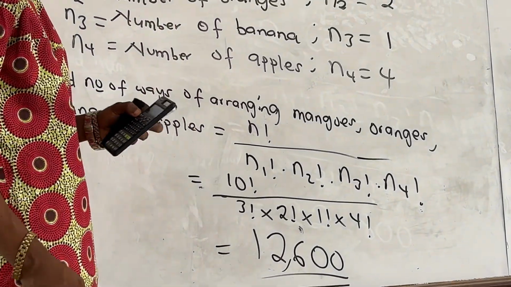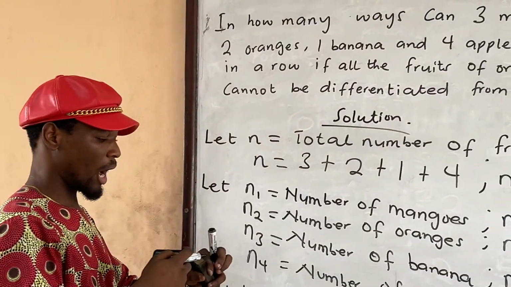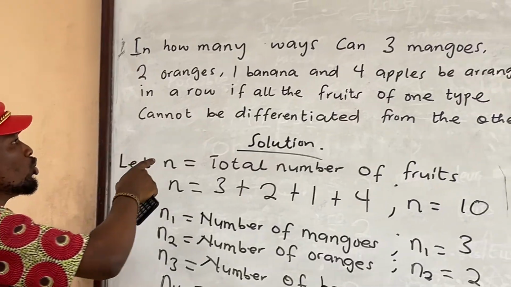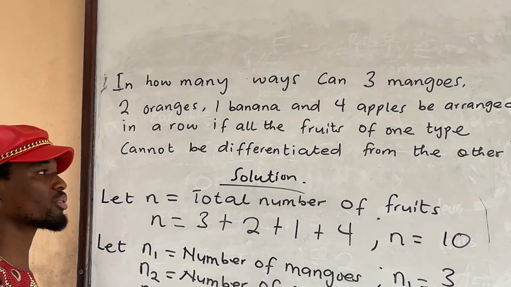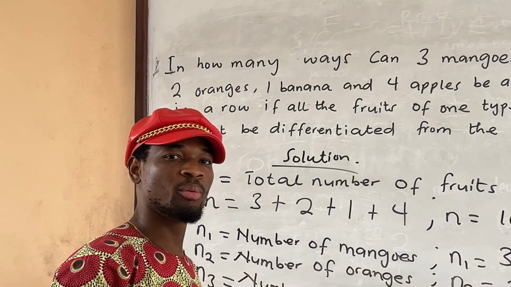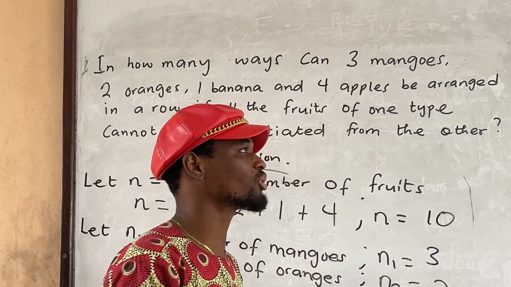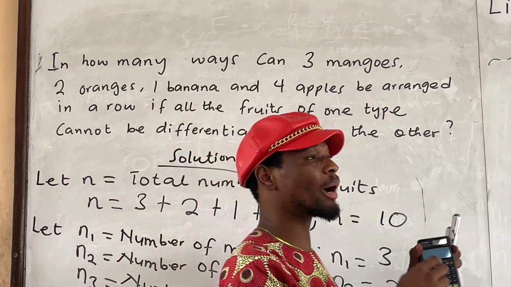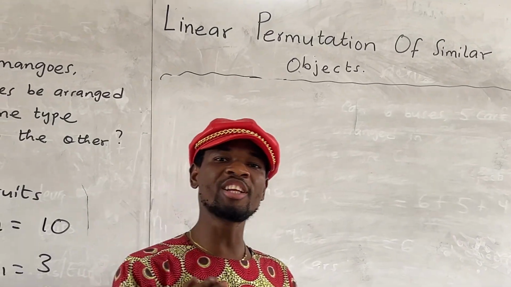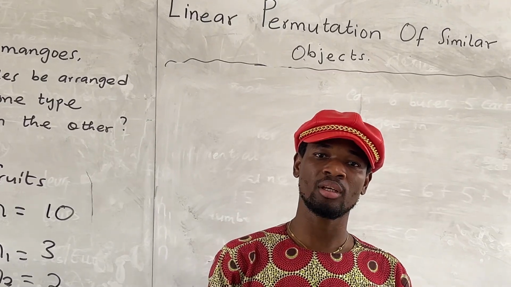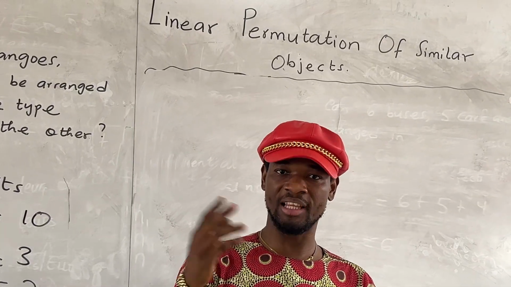So we have 12,600 number of ways you can arrange 3 mangoes, 2 oranges, 1 banana, and 4 apples in a row. Viewers, this is the end of this whole simple topic, which is linear permutations of similar objects. Linear permutation, because we are considering the arrangement in a straight line. We have linear permutation and cyclic permutations, permutations in the form of a circle. I will talk about that later on.